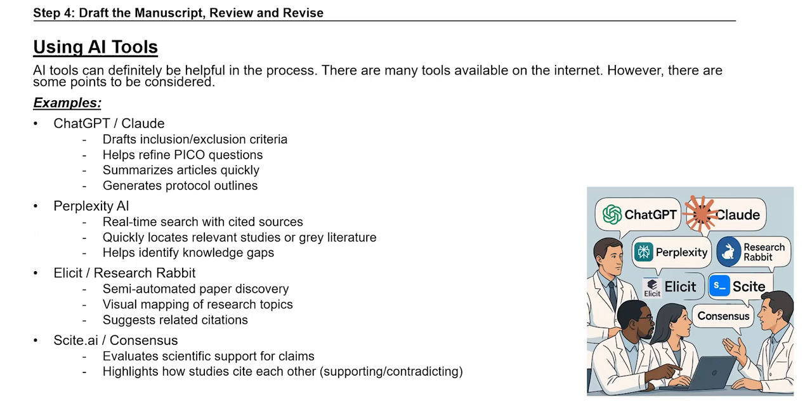So there are different platforms like ChatGPT, Cloud, Perplexity, Elicit, Research Rabbit, Cite AI, and Consensus. Each of them have different uses, different applications, and sometimes they overlap. Most of these, like Perplexity or ChatGPT or Cloud, they overlap. Cite AI is built for something similar, but a bit more specific for research, but the performance might not be as good as some others.